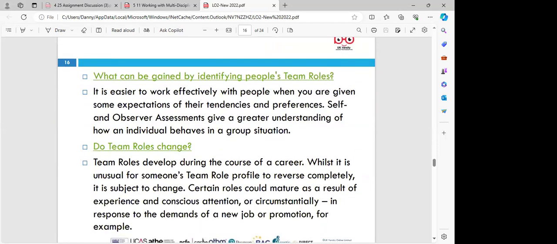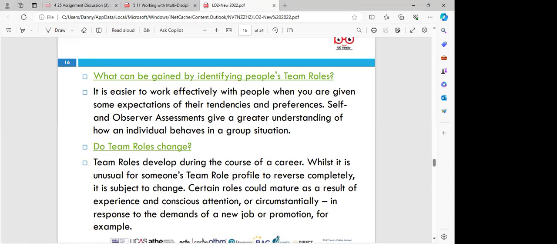Okay. Now, what can be gained by identifying people's team roles? Why? What can be gained? It's easier to work effectively with people when you are given some expectations of their tendencies and preferences. Self and observer assessment give a greater understanding of how an individual behaves in a group or situation. Okay, it's easier to work effectively with people when you have some expectations of their tendencies and preferences. Okay, so what can be gained by identifying people's team roles?